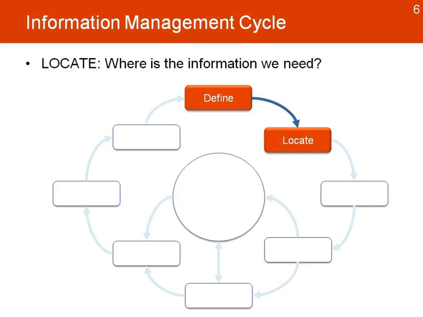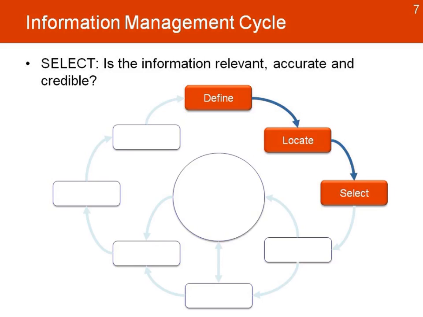Then we need to find out where this information is. So the location of the information is also important because it helps us identify the cost and the effort and the logistics to get that information. Once we know what information it is, we need to be more selective about it, making sure that information is relevant, accurate, and credible. So selecting the information is an important process of quality, looking at the information that we have available.